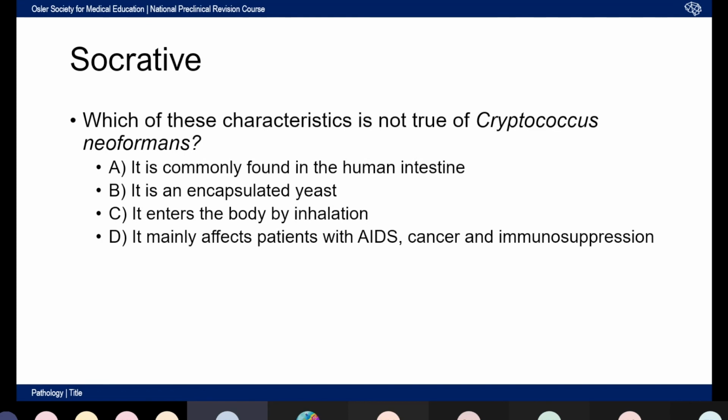So yeah, I actually think maybe I didn't explain this that clearly. A lot of you got it wrong. So the right answer was A. It is not commonly found in the human intestine. That would be Candida albicans. Candida albicans is a commensal, so it's found in the intestine and the mouth and vagina, whereas Cryptococcus is an environmental fungus. So people tend to get infected by breathing it in.